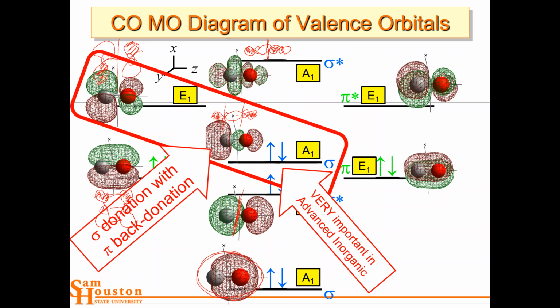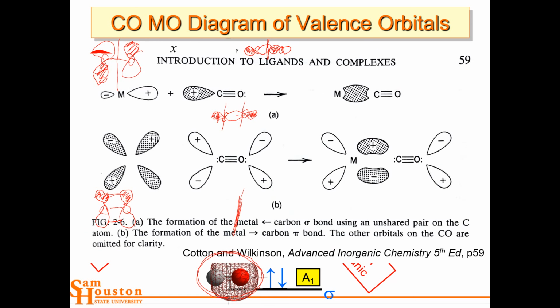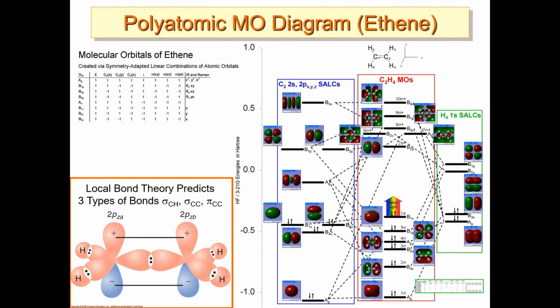That's a course that many of you are going to take next, maybe next semester or maybe next year, but this is really important. So you're going to revisit MO diagrams in that course. It's very important to know about the molecular orbital diagram. And here's what's going on. This carbon monoxide brings that orbital in, and then the d orbitals on the metal back bond to the antibonding orbital on the carbon monoxide. We'll look at ethene next.